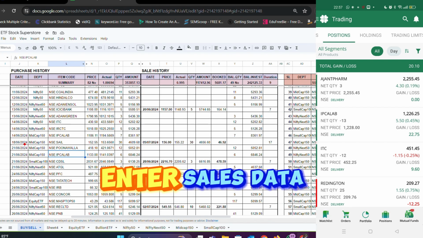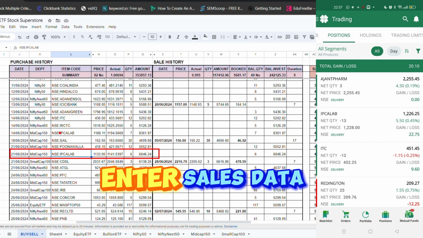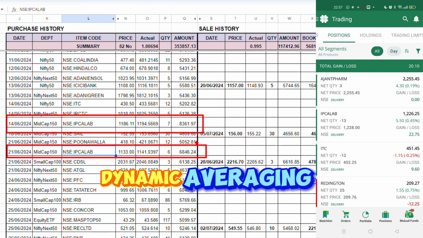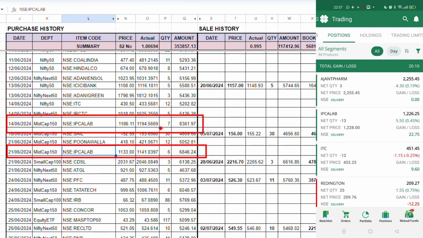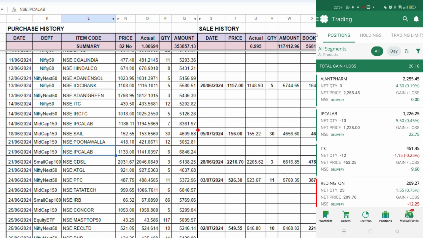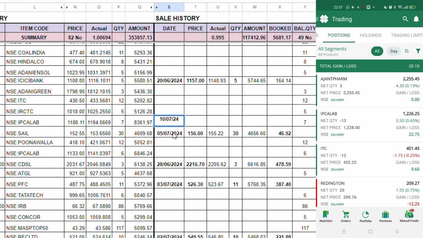Now let us enter the sale data. You can see that I have done dynamic averaging for IPCollab. I have purchased this stock 2 times, and after the second averaging today I am booking profit. So, I have to enter sale data next to the quantity.